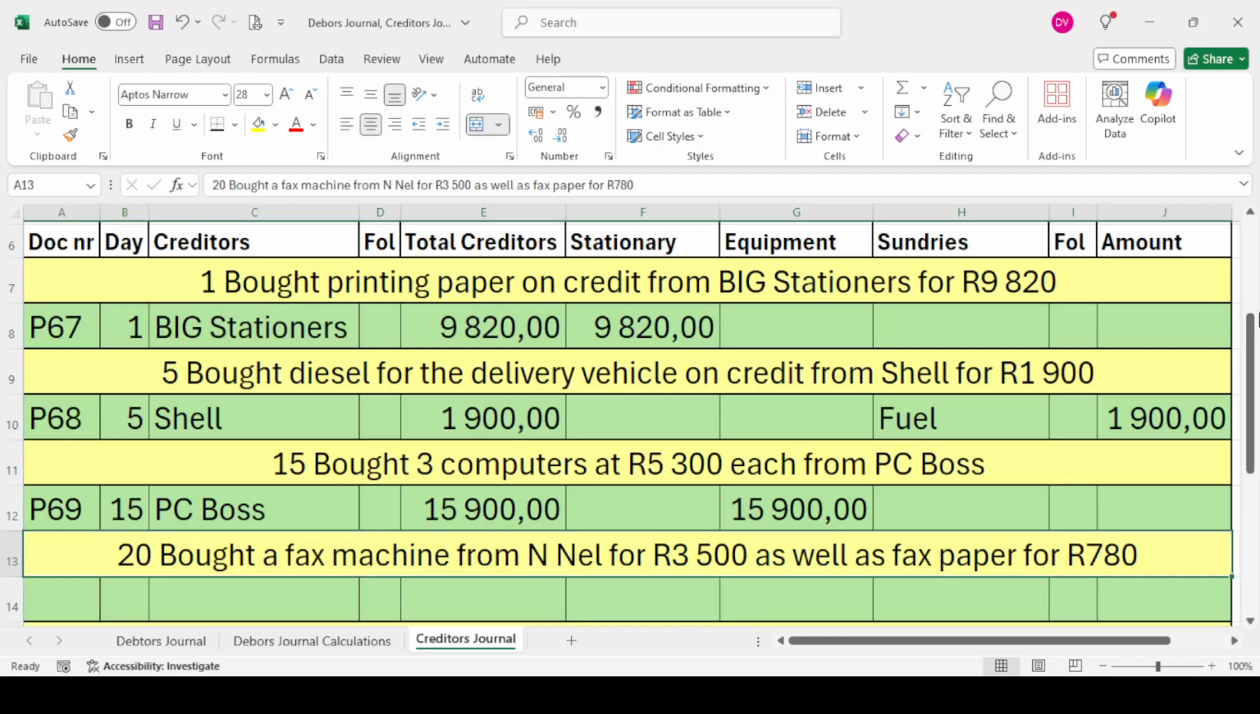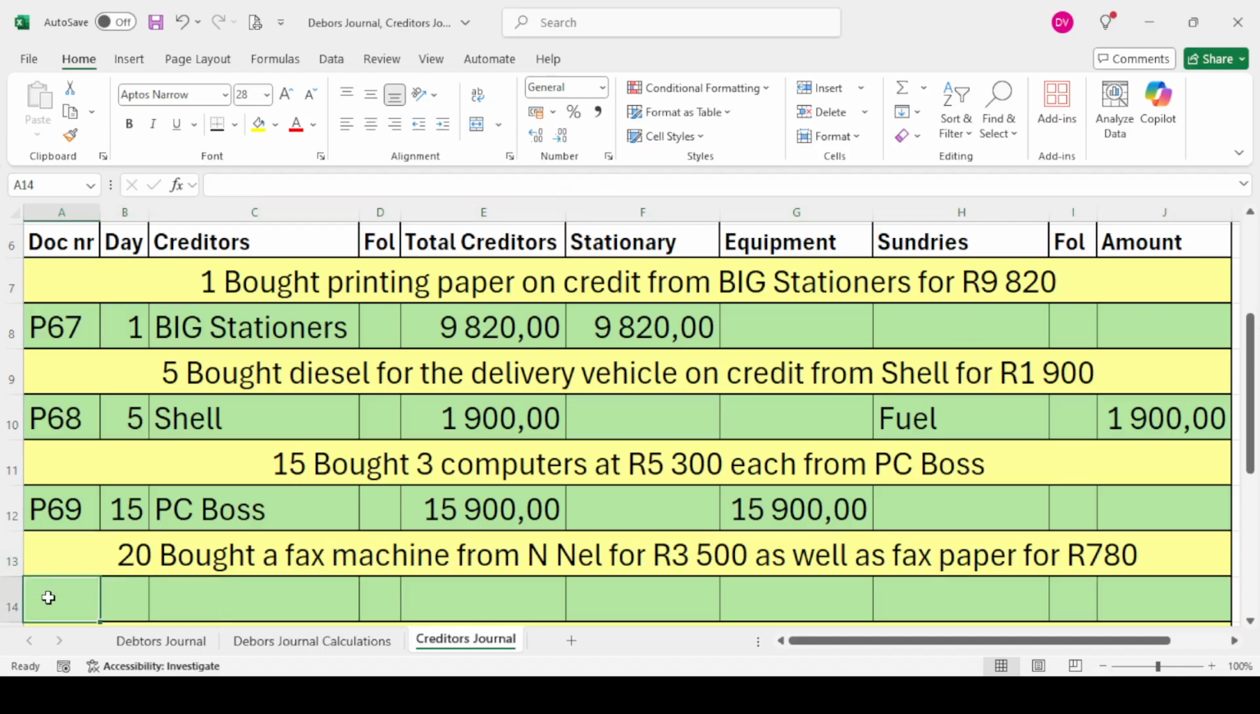On the 20th of March, we bought a fax machine from NL for 3,500 Rand, as well as fax paper for 780 Rand. Okay, so if they give you basically two transactions in one line, it means it happened on exactly the same day. And if your columns allow it, you can just put everything in one line. So it will look like this.